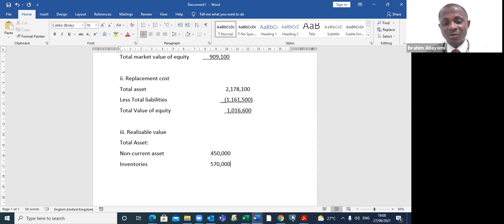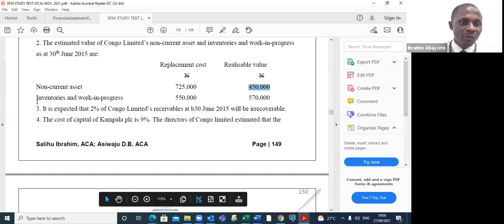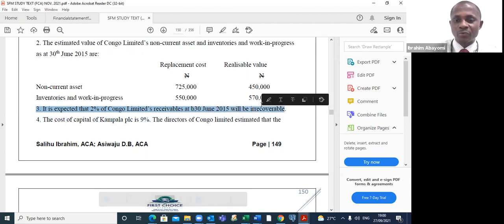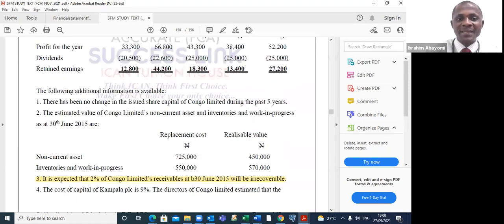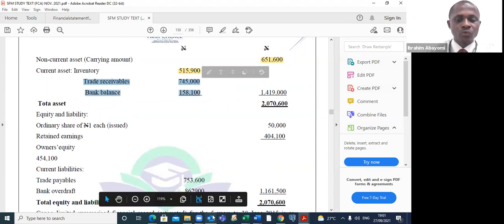Now, don't forget, under the additional information, let's go there. Note 3. It is expected that 2% of Congo Limited receivables at 30 June 2015 will not be recoverable. So there is bad debt, meaning this receivable is impaired by 2%. So we can only realize 98% of it. Can you see that? 2% is going to be bad debt.